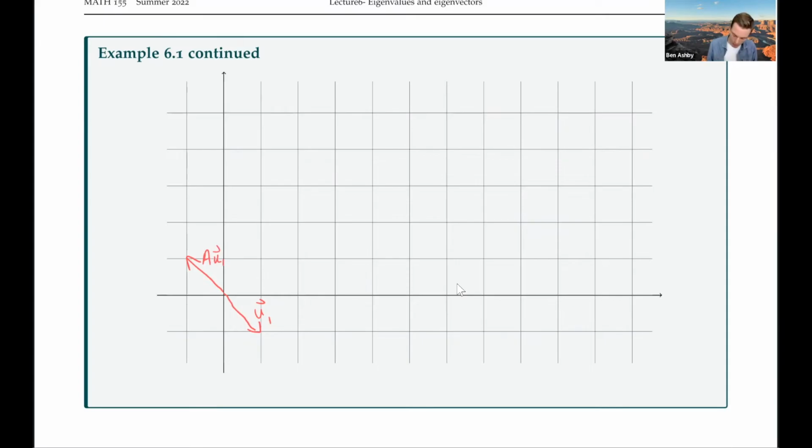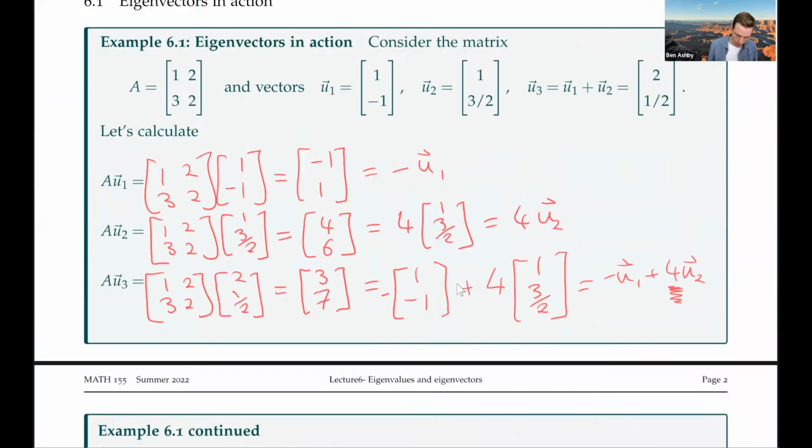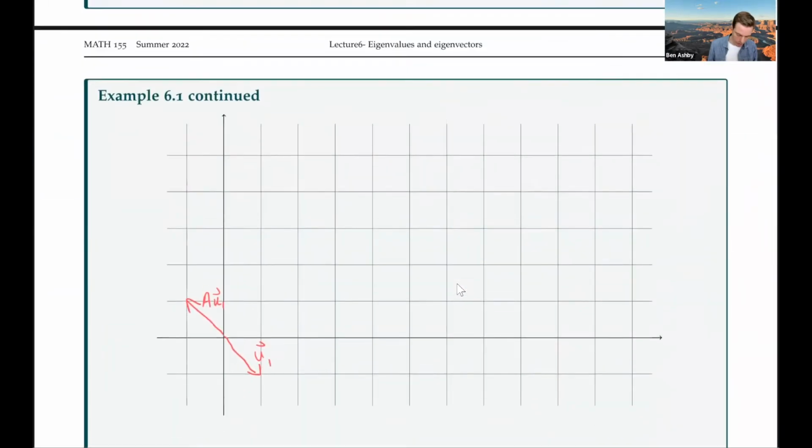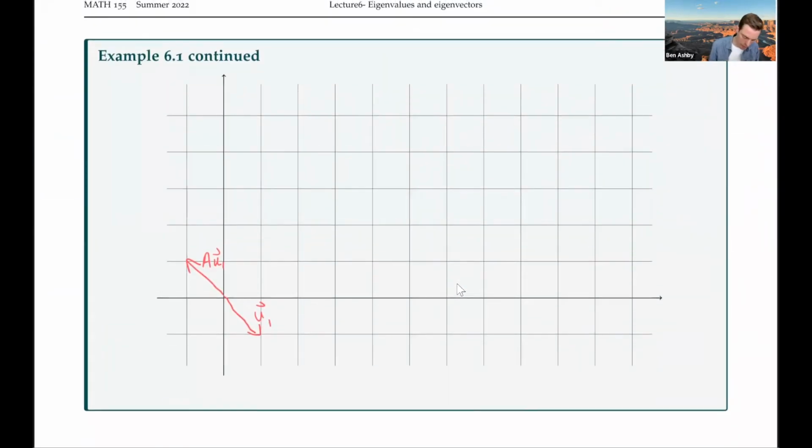Okay, let's look at u2. So u2 was 1 and 3 over 2, so that looks something like this. So that's our u2. And then when we do A times u2, we get 4 times u2. So that's going to look something like this, something up there. So that's our A times u2.